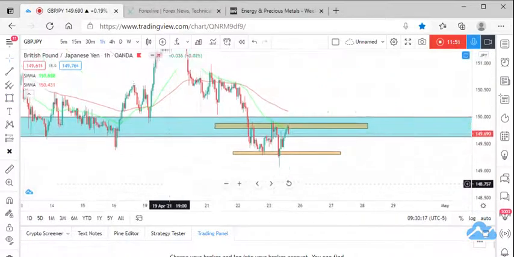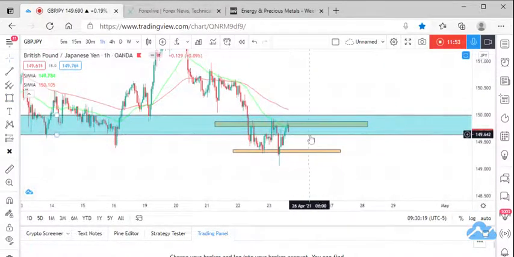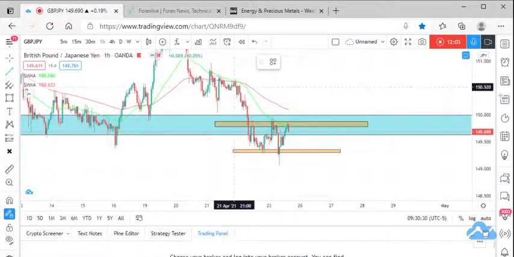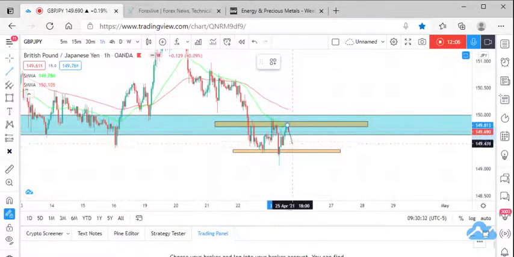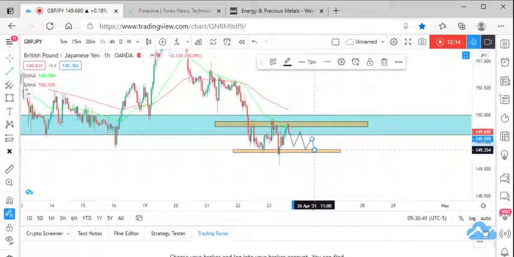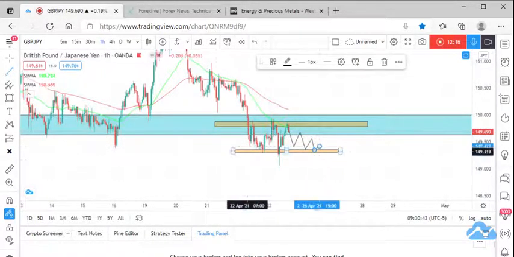I want to see how price reacts in this zone right here, and if I get any signs such as lower highs, like let's just say I start getting lower highs like this. Price comes down, comes back up, creates a lower high, comes back down, creates a lower high, comes back down, creates a lower high. I'll start adding that to my confluence as far as what I'm looking for.